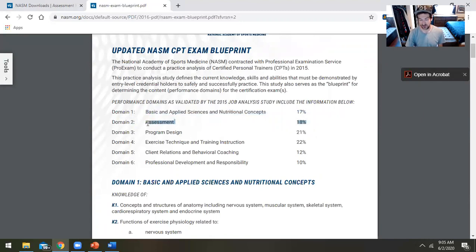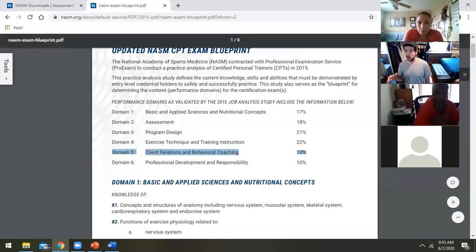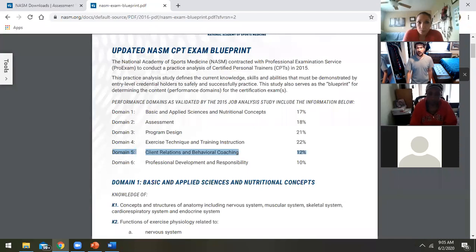18 of the questions are related to assessment, which is why we spend so much time on it. And then 21% is spent on program design, which is why we have so many program design classes, because that's a huge part of the test. And then 12% is spent on client relationships and behavioral coaching. That's the exercise psychology side of things, like how to help people formulate good habits. That's why we have our exercise psychology class, which, for all my new folks, will actually be your final mod.